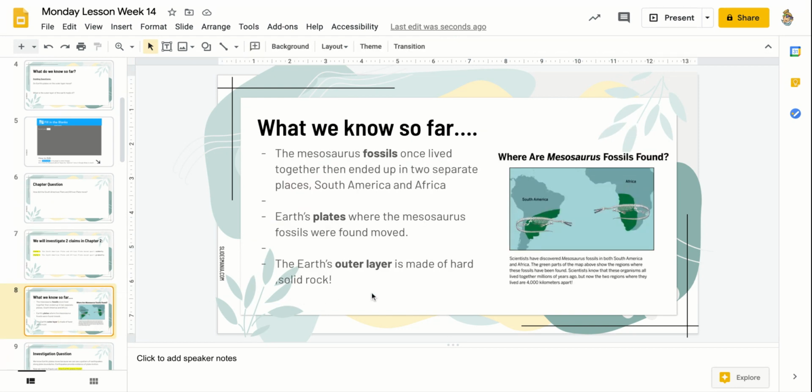So again, just to recap what we know so far, we have our Mesosaurus fossils found on the South American plate and the African plate. We know that they once lived together, but now they're far apart. So we know that they moved at one point. And we know that the Earth's outer layer is made of hard, solid rock. So we know these fossils were found in hard, solid rock. So the big thing is we're figuring out if they moved apart gradually or suddenly.